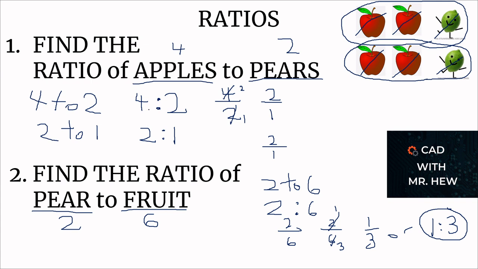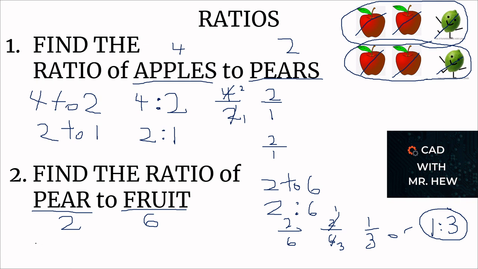So we have part of the whole set of fruits, the 6 pieces of fruit, which would be the whole. And we are looking at part, which is a fruit, because the pear is a part of the whole. So we're looking at the pear to the whole ratio.